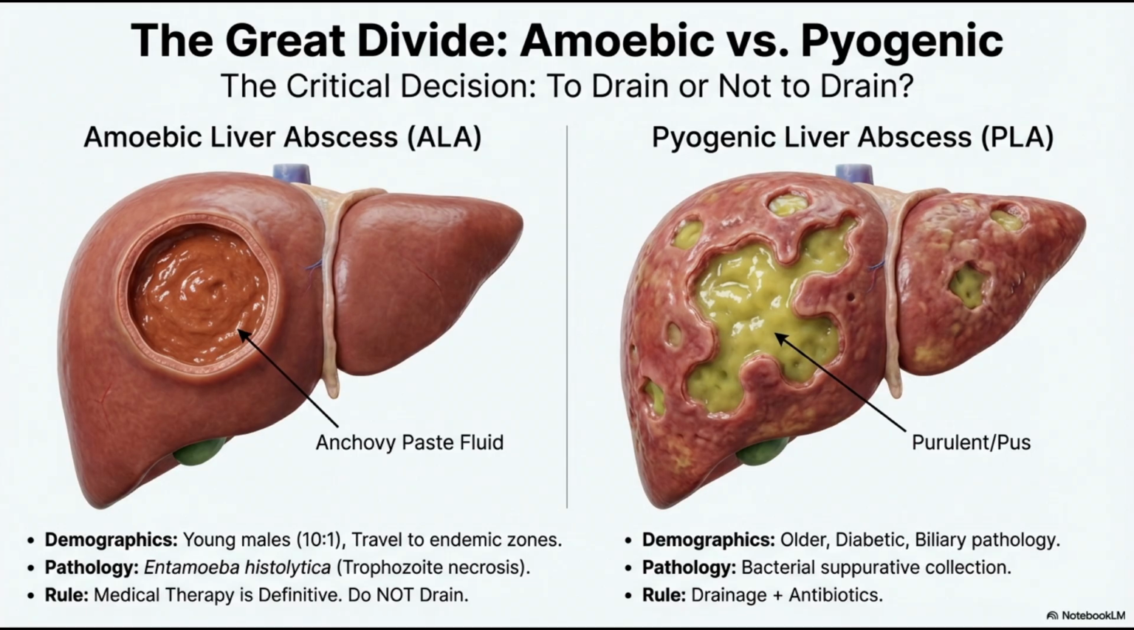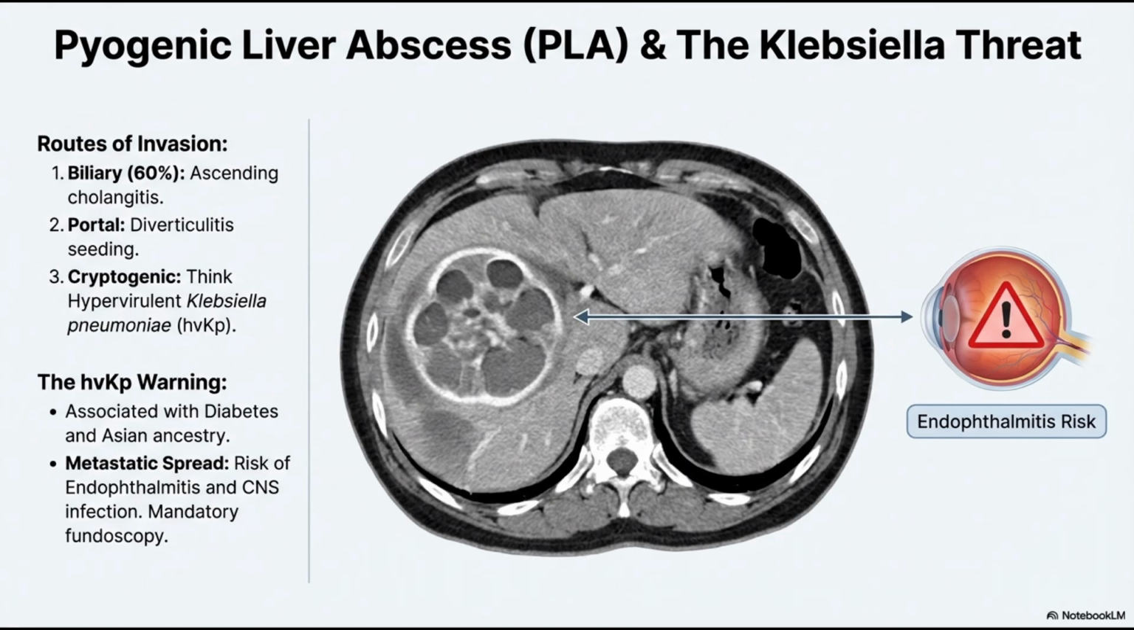And unlike the amoeba, which just swims up the portal vein, pyogenic abscesses have a classification system based on route. The sources list 5 routes. Let's walk through them because this really helps with the detective work at the bedside.